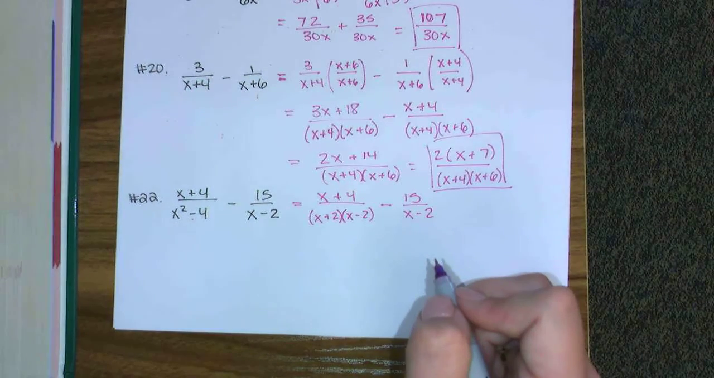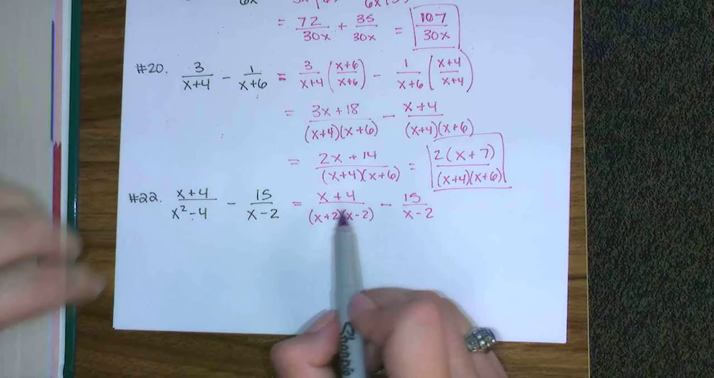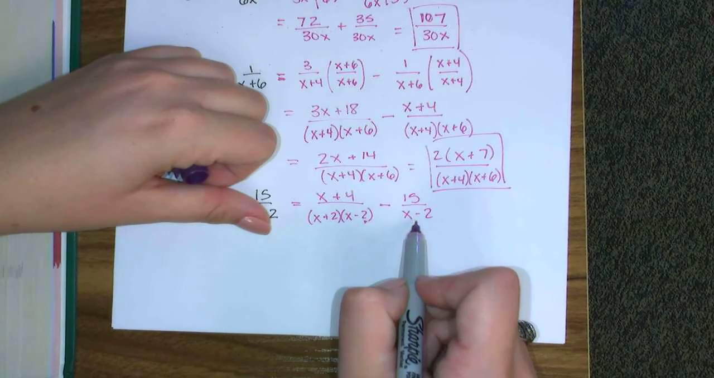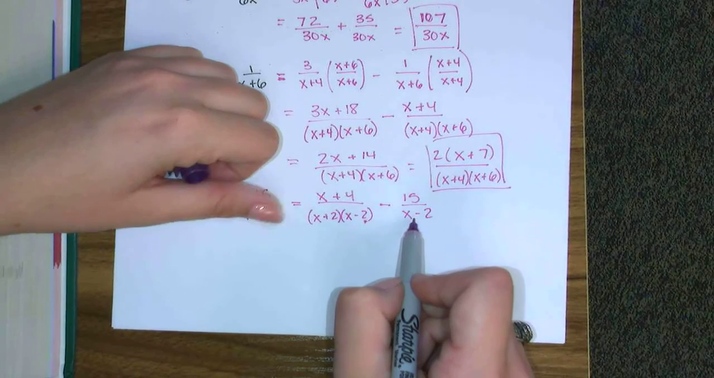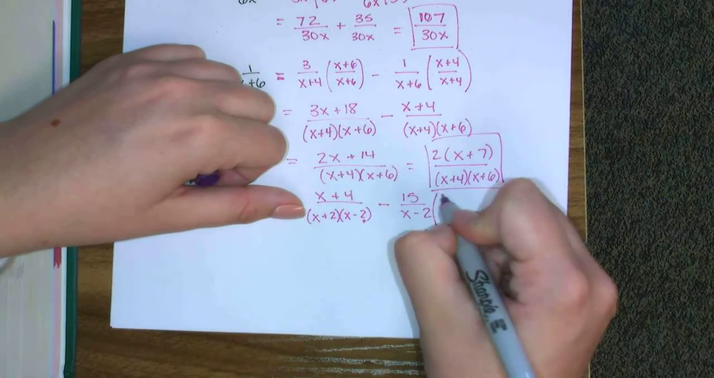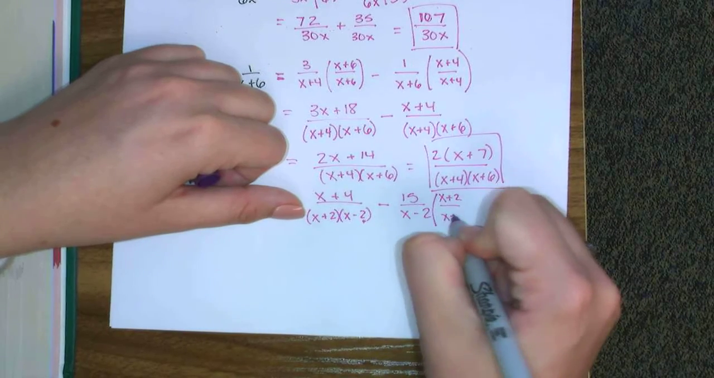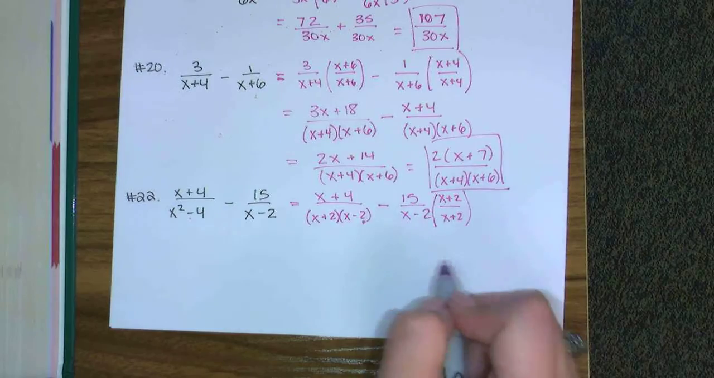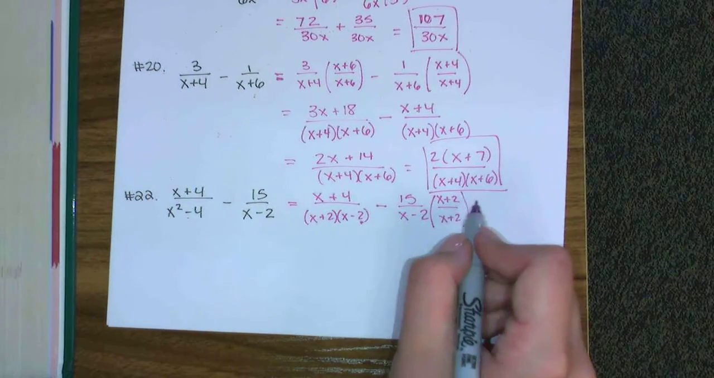Okay, so now notice with this one, it already has an x minus 2, as does this one. But this one here is missing this x plus 2. So all I need to do is multiply this by x plus 2 over x plus 2. And then I have taken care of all I need to do for that problem other than multiplying stuff through.